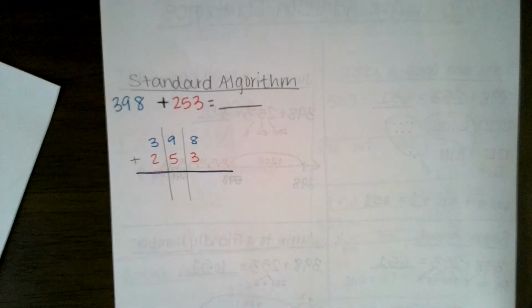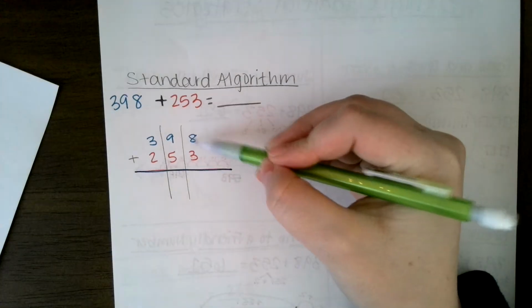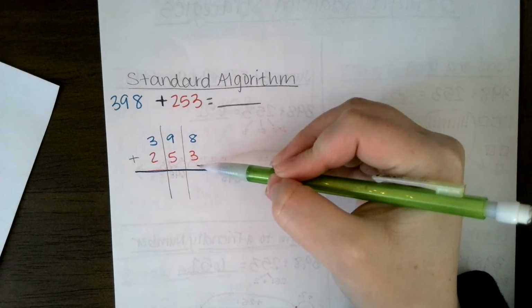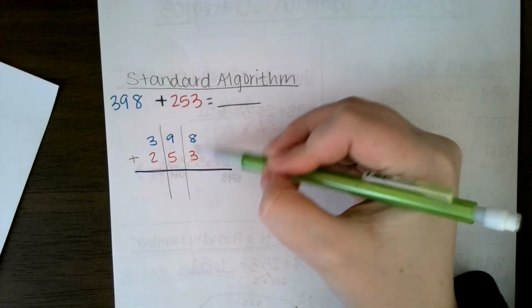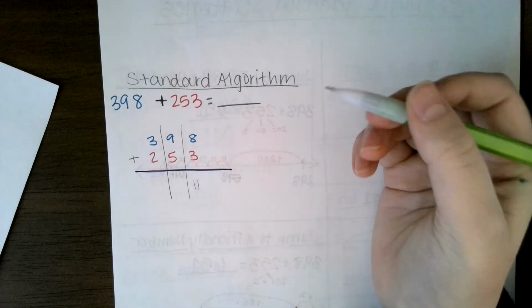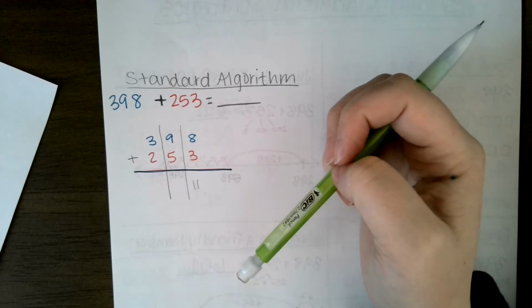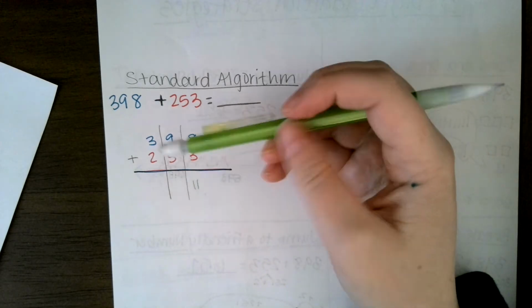So here I have the standard algorithm set up for this problem, and we're going to look at exactly why this is less efficient than using the give one, take one strategy. So remember, I always start with my ones place with the standard algorithm. 8 plus 3 equals 11. But remember, I can't put two numbers into this place value, so I have to think about how I'm regrouping.